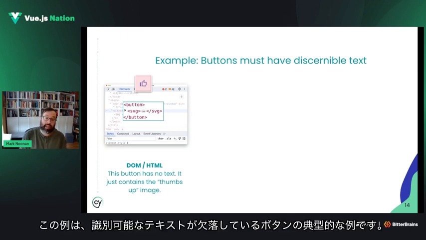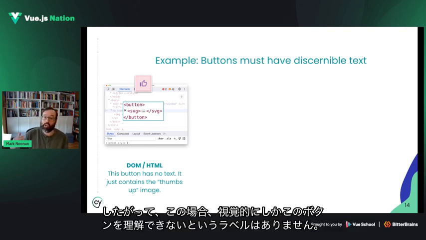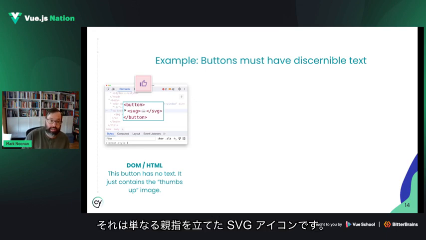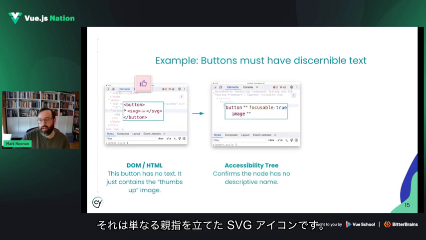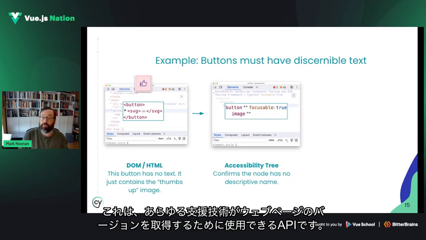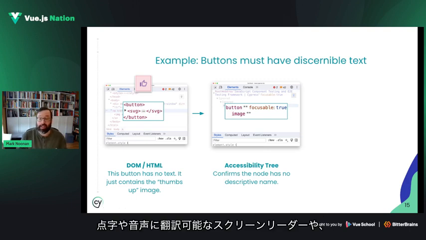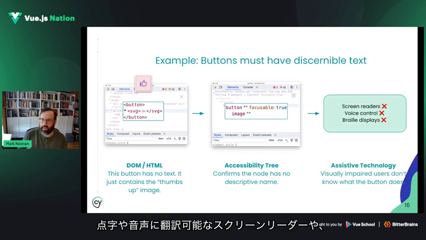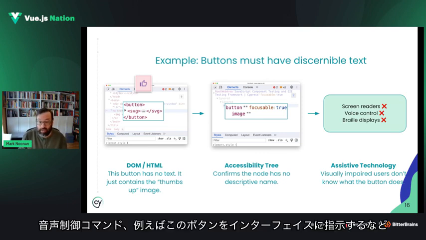This example is a classic of a button that's missing discernible text. So in this case, there's no label for anybody to understand this button other than visually. It's just a thumbs up SVG icon. The way that this affects accessibility is the browser's accessibility tree. This is the API that every assistive technology can use to pick up a version of your web page that's translatable into Braille and into voice for screen readers, or can respond to a voice control command, like telling your interface to like this button, something like that.